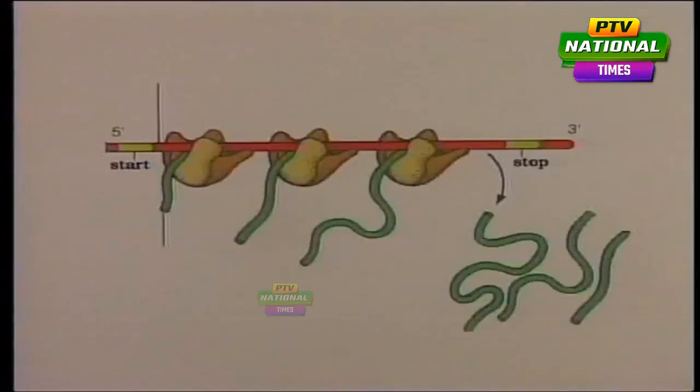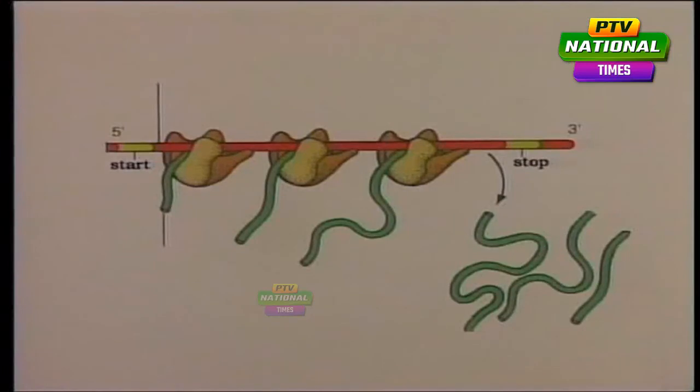At the end of the messenger RNA, there is the termination codon, UAA. This codon does not code for any amino acid. Now, when the ribosome reaches this codon, both the subunits split up and the polypeptide chain is released.